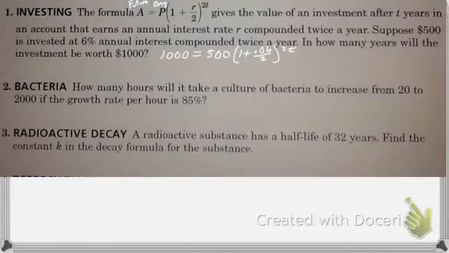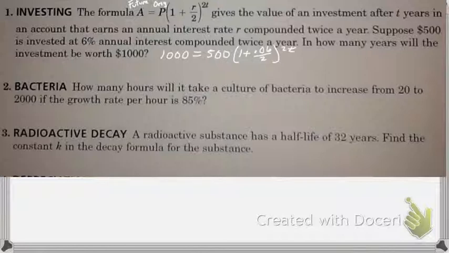Just like that. The future amount is $1,000. The original amount is $500. The rate is 6%, which written as a decimal is 0.06. And T we don't know. So I have written the formula with numbers in for everything except T. And now my job is to solve for T.